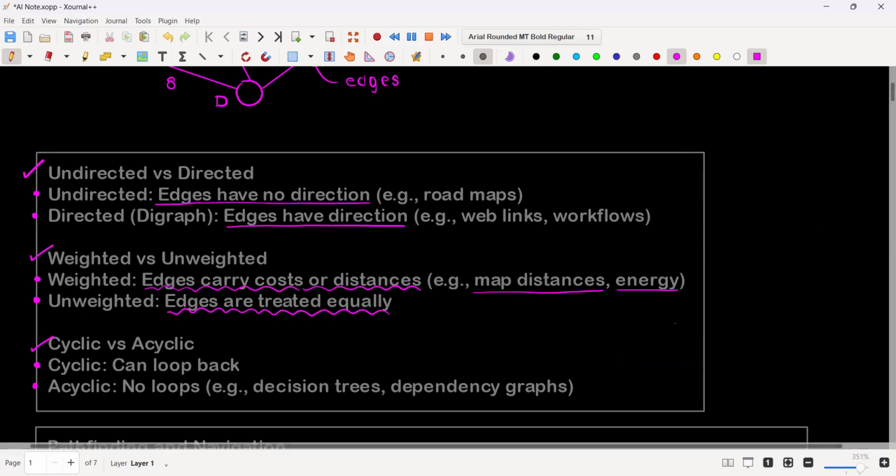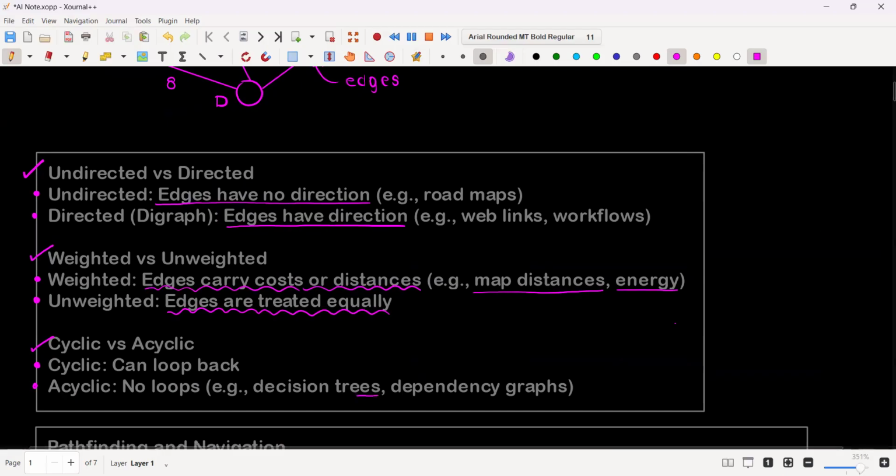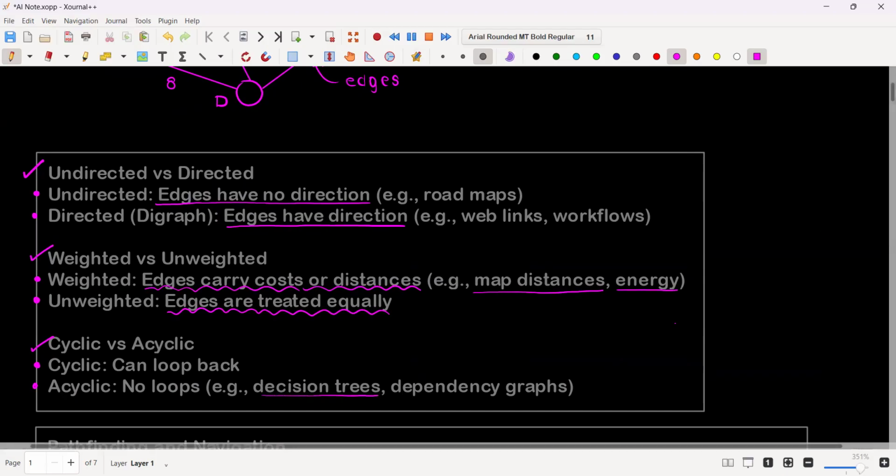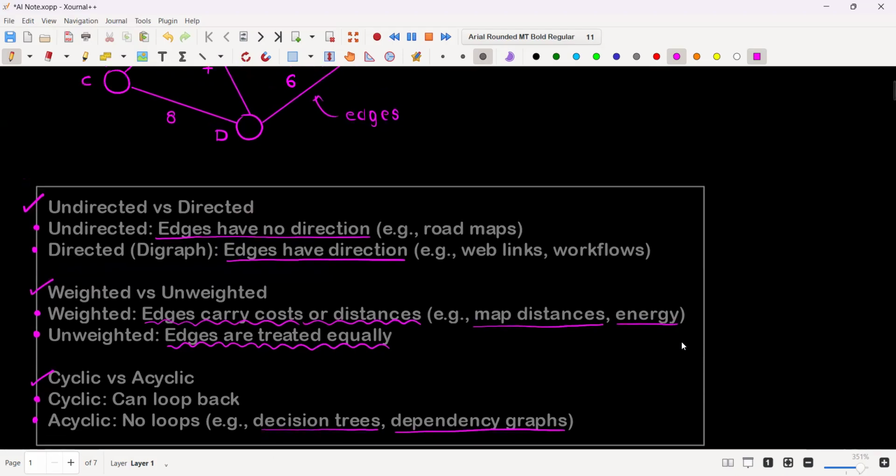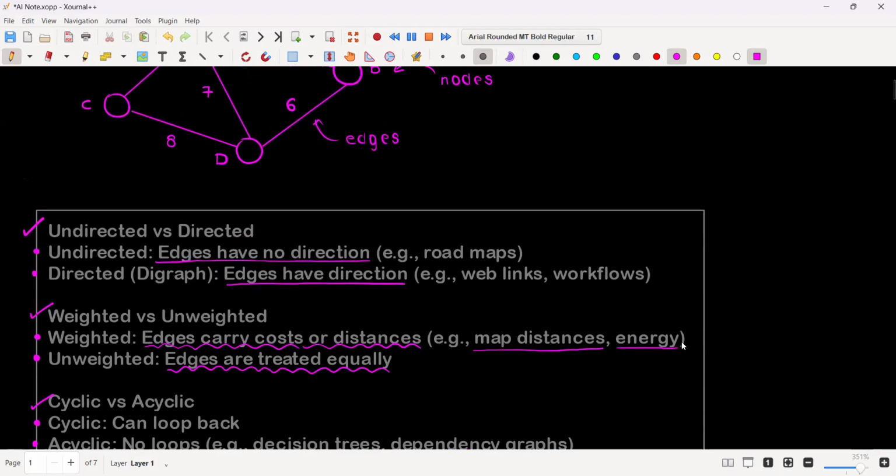But if there are graphs with no loops, especially relevant to things like decision trees and dependency graphs, these graphs are referred to as acyclic graphs. Now, the reason I introduce these terms to you is not because you'll get these terms at the exam, but because you need to know what kind of graph you'll get at the exam.